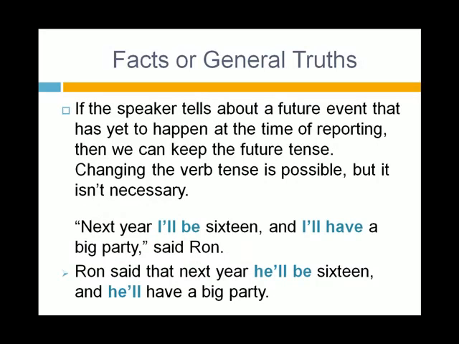Also, if the speaker tells about a future event that has yet to happen at the time of reporting, then we can keep the future tense. Changing the verb tense is possible, but it isn't necessary. Here's an example. "Next year I'll be 16 and I'll have a big party," said Ron. Here's the reported statement. Ron said that next year he'll be 16 and he'll have a big party. If I'm reporting Ron's words in the same year, the future events have yet to happen, so I can keep the future tense.